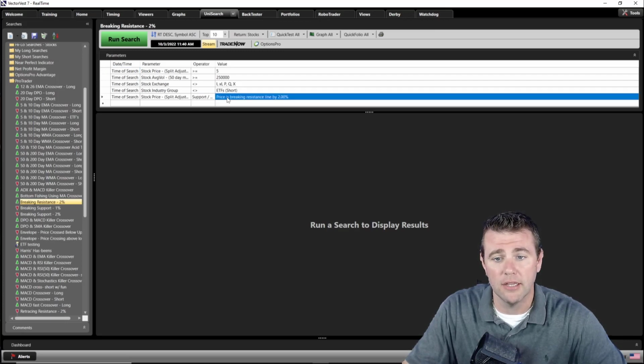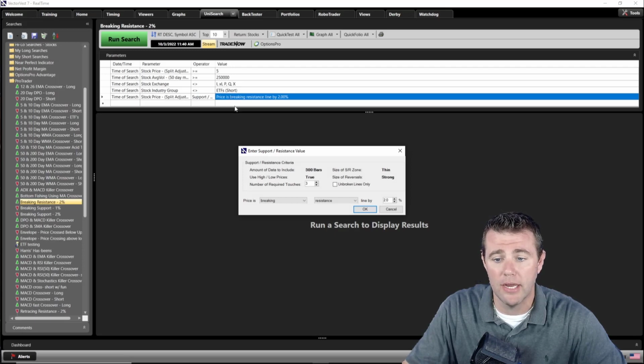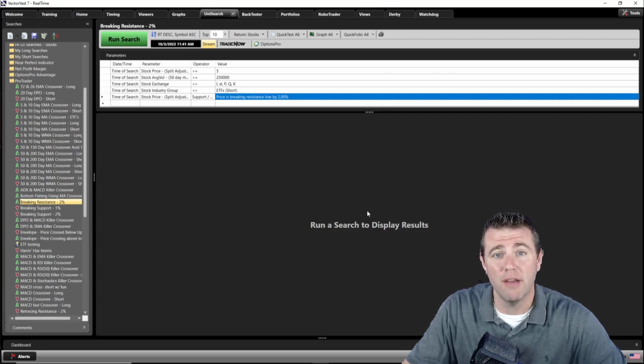Support resistance, and let's go ahead and analyze the value here. Price is breaking resistance line by 2%. As you can see though, you can customize this just like with any of the other technical scans. So you can change the number of touches required. So how many times does it hit that same level before it bounced off? This defaults to 3. And then price is breaking, or you can use nearing, retracing from, resistance, or support. So they have to be breaking through that resistance level by at least 2%.